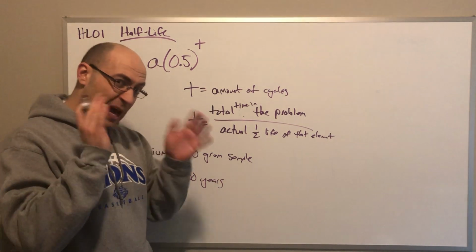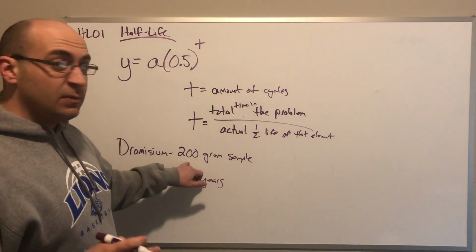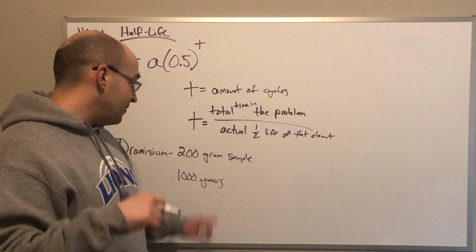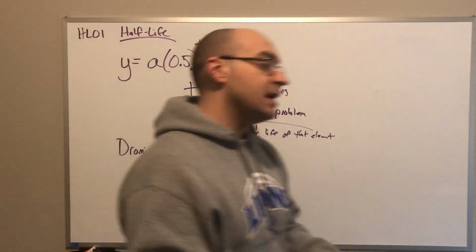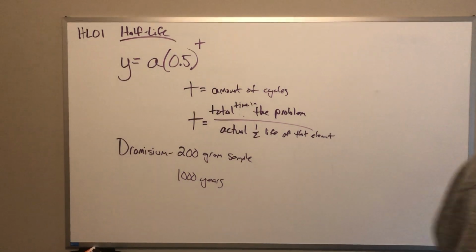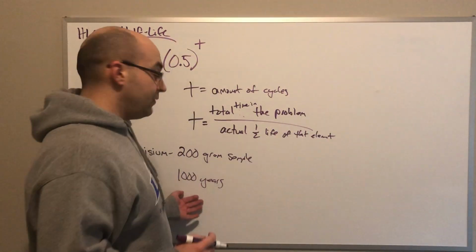So just a little off-topic calculation. If I started with 200 grams and 1,000 years passed from right now, how much will be left after 1,000 years? Yes, 100 grams will be left over because half of it's going away every time. Now, in the context of the problem, I'm not going to make it that easy. I'm going to give you a weird number of years.